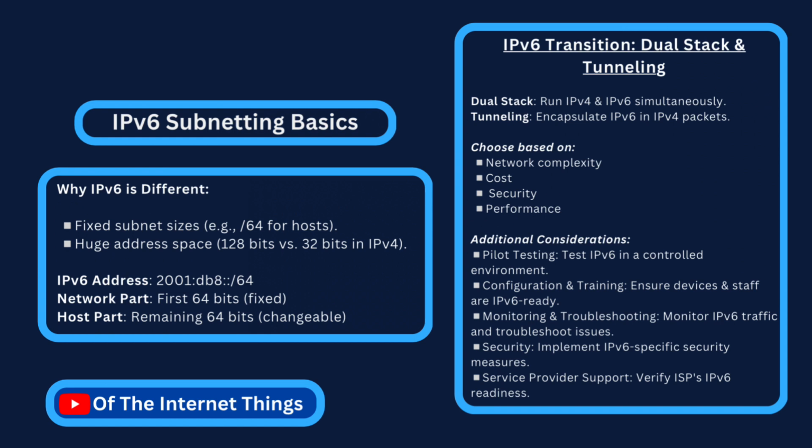Every device gets a /64 subnet. No more 2 to the power of 2 headaches. Plus, its massive address space means you'll never run out of IPs, even if every grain of sand had its own address. Fun fact: if IPv4 is a sandcastle, IPv6 is the Sahara Desert. Which would you rather manage?